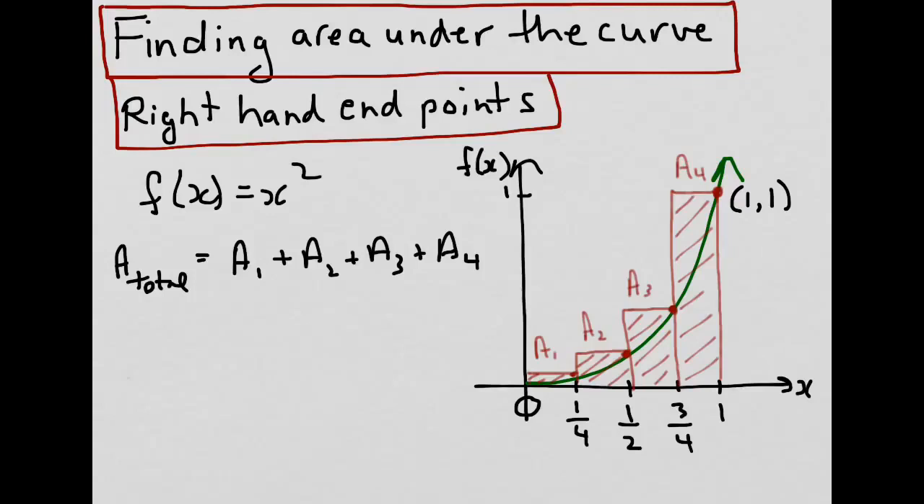Similarly, the right-hand endpoint for rectangle 3 would be 3/4 for x. Substituting that into the function, we'd end up with 9/16. And so on. So the right-hand endpoint for the second rectangle would be 1/2 for x. Substitution into the function would give us 1/4. And for the first rectangle, x would be 1/4, and y, or f of x, would be 1/16.